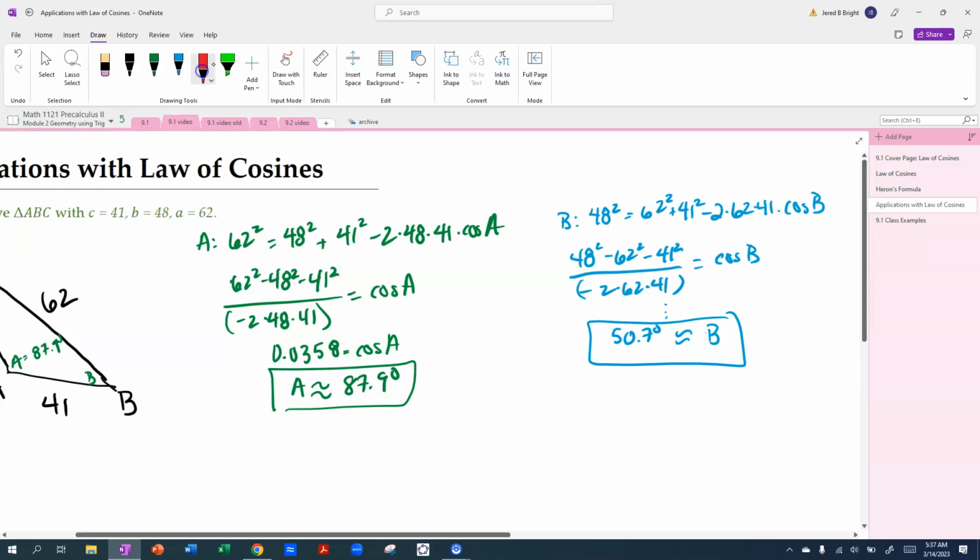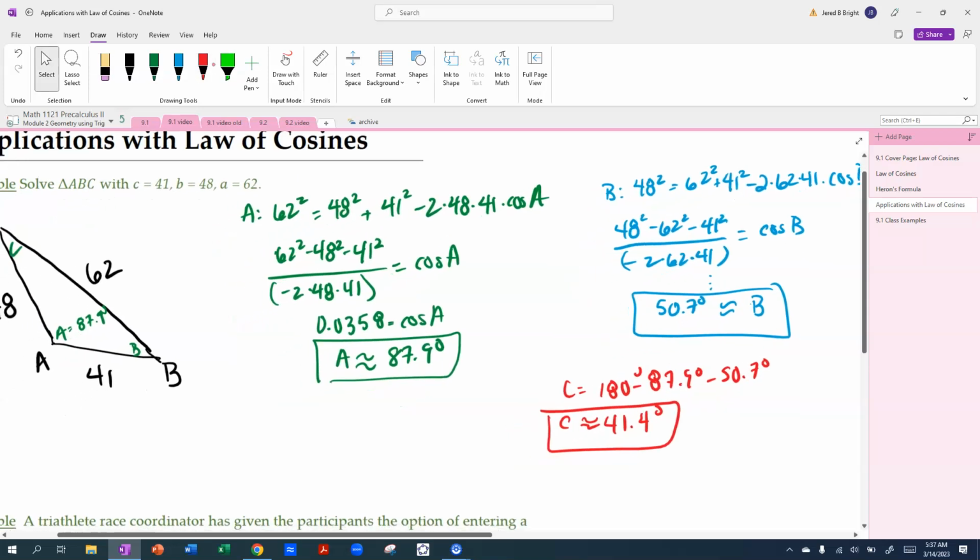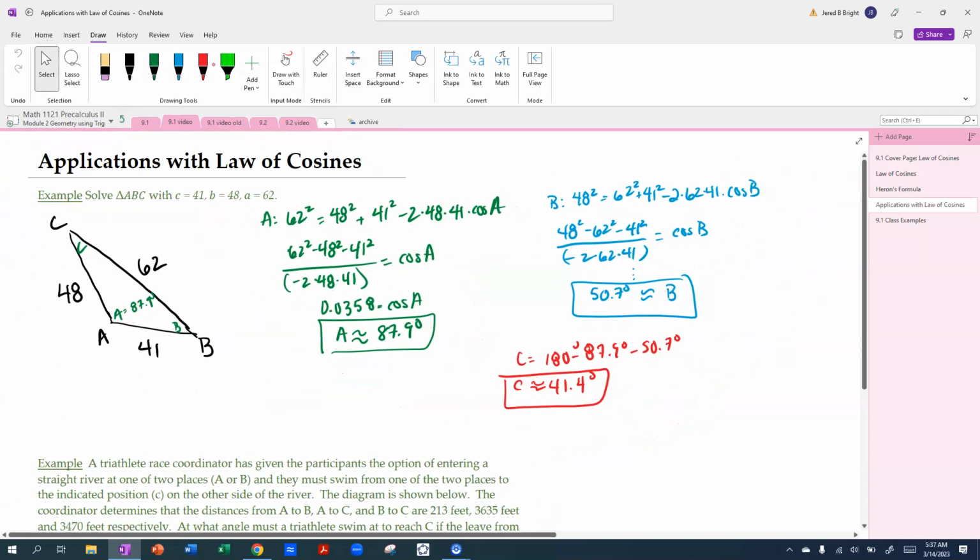And then for angle C, this would be just 180 minus 87.9, these are all degrees, minus 50.7 degrees. And I get that C is equal to 41.4 degrees. Technically, since the others were approximate, this would be an approximation as well. So I found all the angles. So there we go.